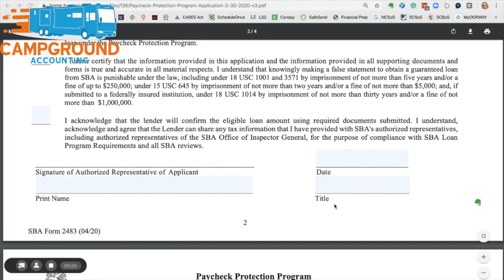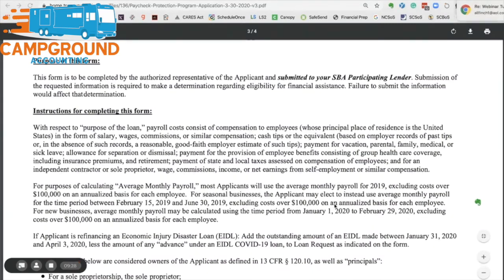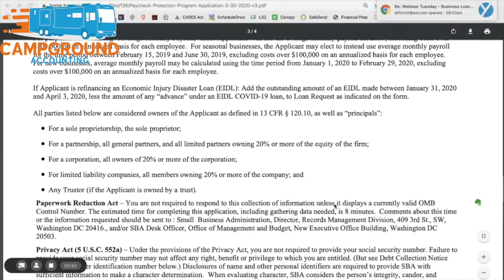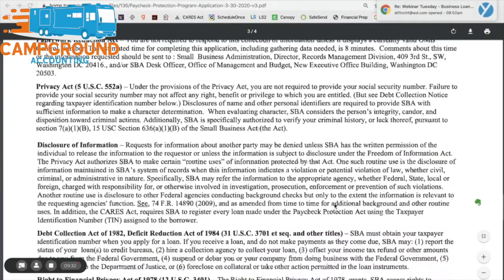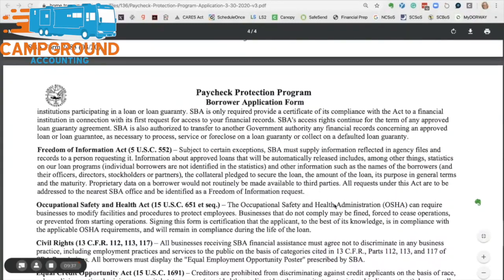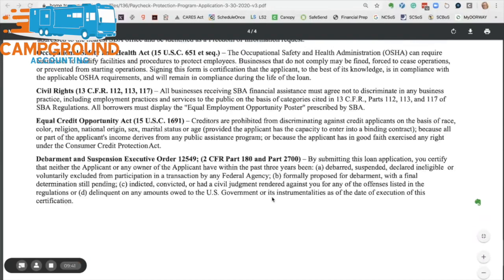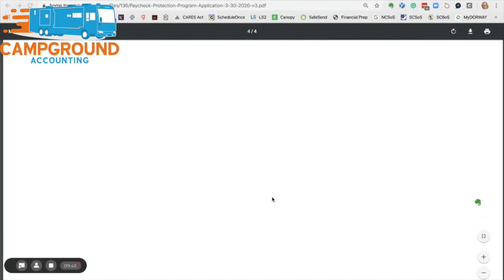If indeed you are a sole proprietor, that is fine. I would list sole proprietor as the title. All right. Please follow through and read the instructions if you have any questions about any of the detail. I will tell you they're pretty short and sweet, and there are a lot of pieces of government requirement disclosures here, but that is the application.